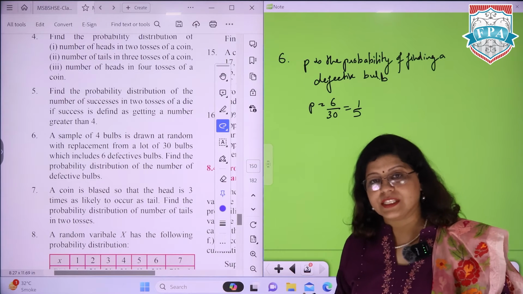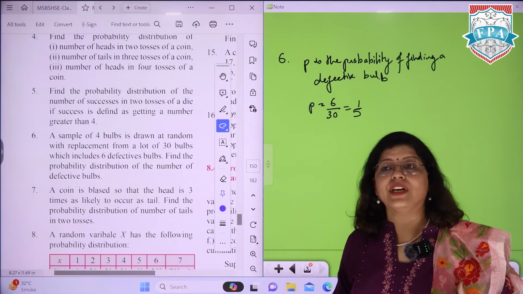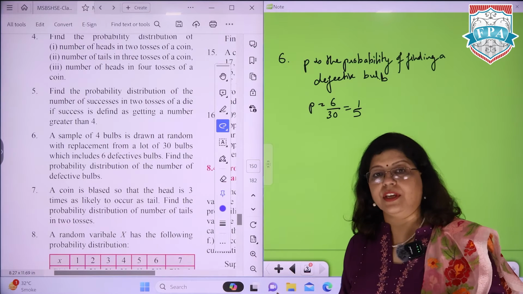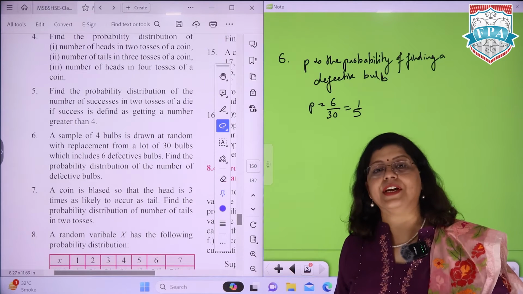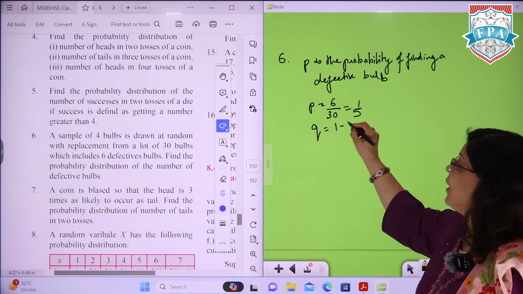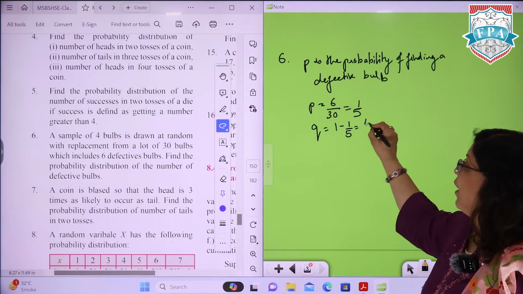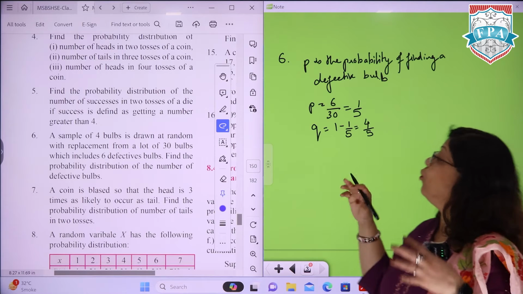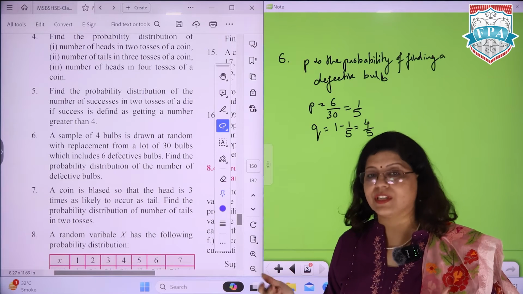Now if p is this, then what is q? q is 1 minus p. That not happening of the event is q. So here q will become 1 minus 1 by 5, which is 4 by 5. So q here is not finding a defective bulb, which is a correct bulb.